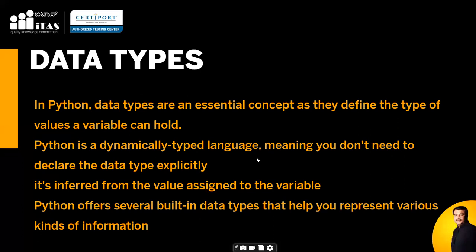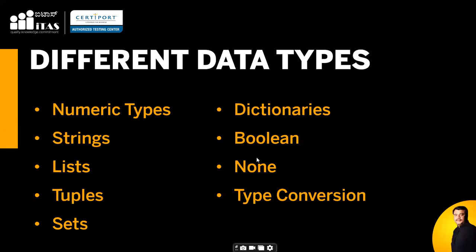Let me show you the different data types we have in Python. So we have numeric types. In this again, we have different types; I'll show you in the next slide. Then we have strings. Strings are nothing but text. Then the list, tuples, set, dictionaries, boolean. We have something called None as well, and type conversion, that is, from one type to another type we can convert. I'll show you how to convert the type as well.